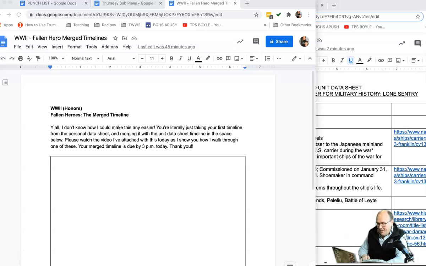So let's talk about how this is going to work for the vast majority of you. This is the merged timeline for Fallen Heroes, where we take the timeline from the personal data sheet, the timeline from the unit data sheet, and we bring those two things together. I'm going to show you how simple it is.